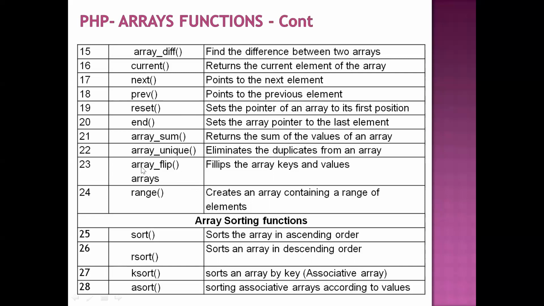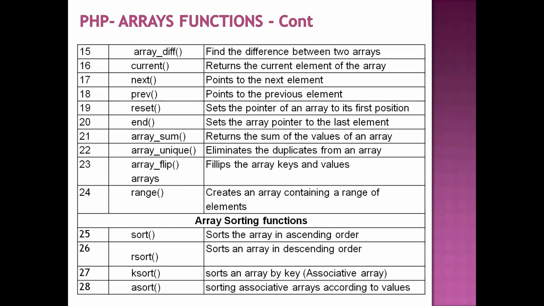The array_flip method is used to flip the array keys and values. That means this method is also used on associative arrays. This function just flips the values into keys and keys into values. And the last function is the range function. Just now we have seen how to use this range function in arrays. This range function is also used for creating an array with a specified range.